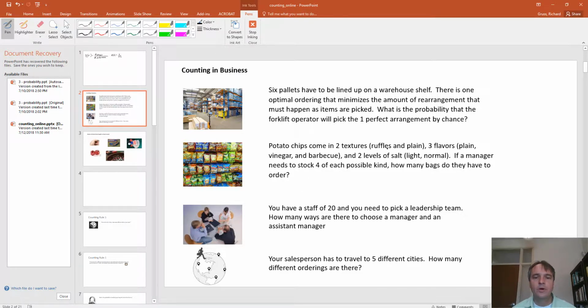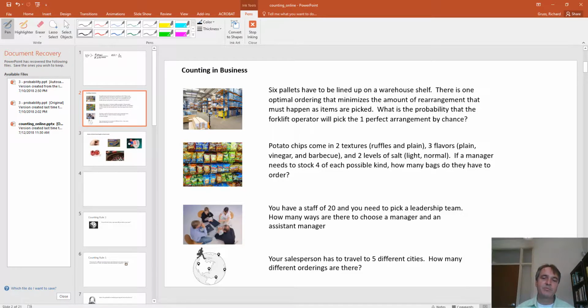In this problem, we have potato chips that come in 2 textures, ruffled and plain, 3 flavors, plain, vinegar, and barbecue, and 3 levels of salt, light and normal. If a manager needs to stock 4 of each kind, how many bags do they have to order? So how do we count that? In the next problem you have a staff of 20 and you need to pick a leadership team. How many ways are there to choose a manager and an assistant manager? For example, if you were going to rotate roles, how many different ways are there to set up that leadership team?